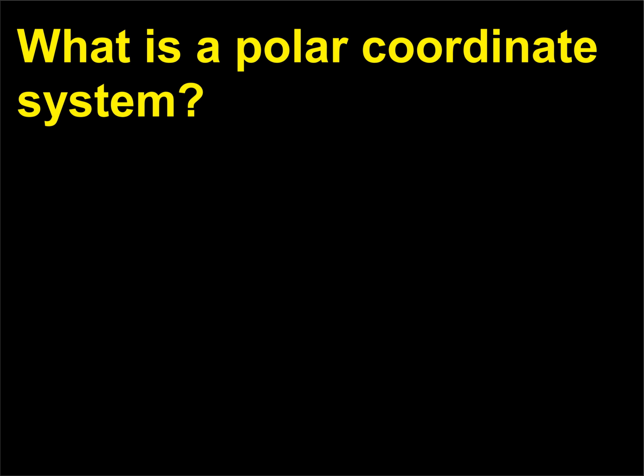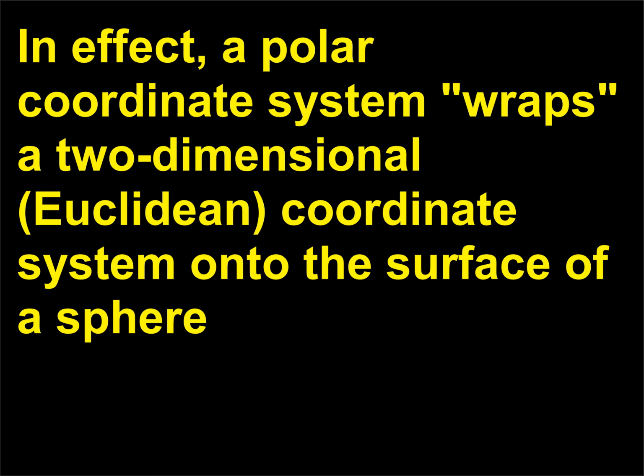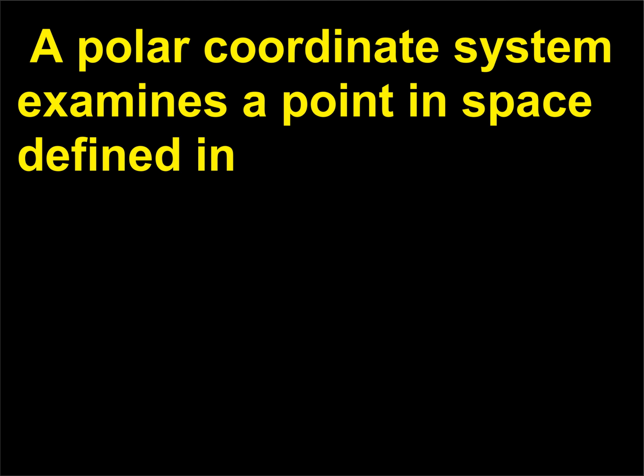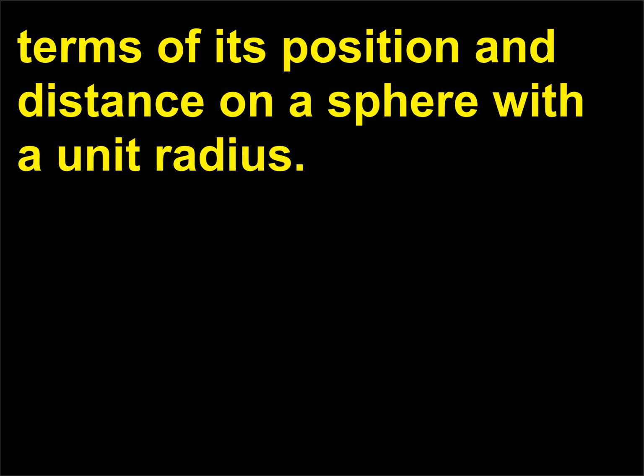What is a polar coordinate system? In effect, a polar coordinate system wraps a two-dimensional, Euclidean coordinate system onto the surface of a sphere. For more information about coordinate systems, see geometry and trigonometry. A polar coordinate system examines a point in space defined in terms of its position and distance on a sphere with a unit radius.